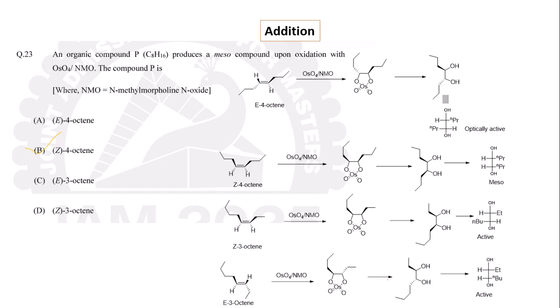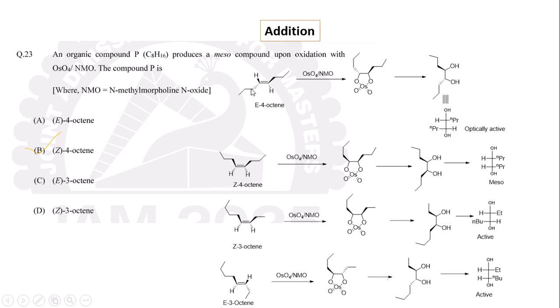Next problem is an organic compound P, C8H16, produces a meso compound upon oxidation with osmium tetroxide and NMO. NMO means N-methylmorpholine N-oxide. Osmium tetroxide is used for the cis hydroxylation. In the given problem, E-4-octene is the symmetrical octene.